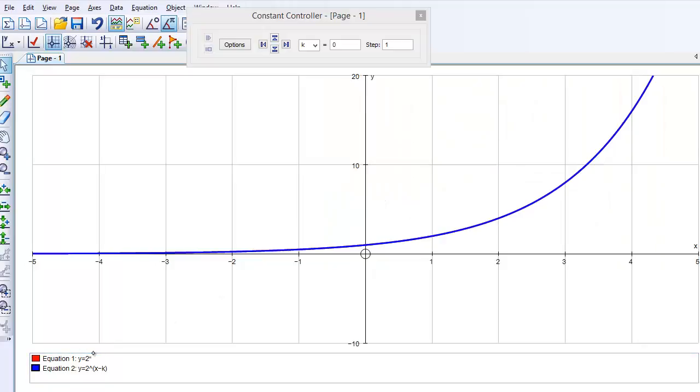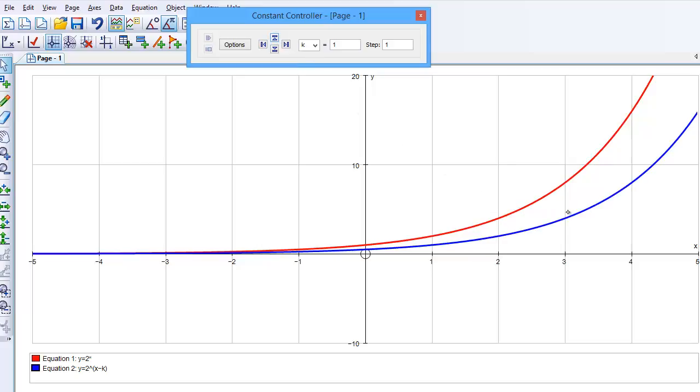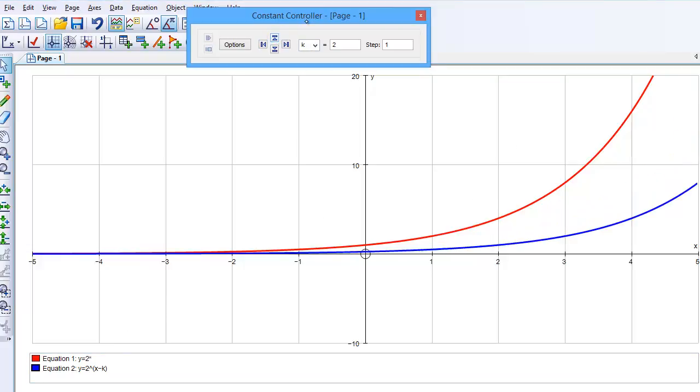So our red curve is a reference as y equals 2 to the x, and then we've got y equals 2 to the x minus k. So this should produce a horizontal translation. At the moment k is set to 0, so the 2 are just over the top. But I've moved that to 1. Then this would be 2 to the x minus 1. And we can see it did move to the right. And so on.